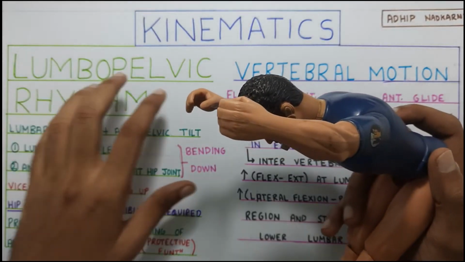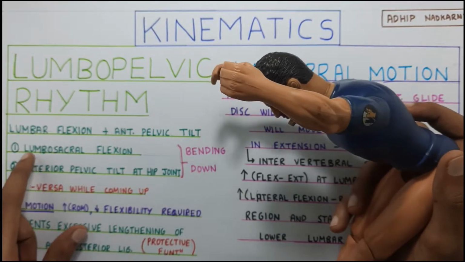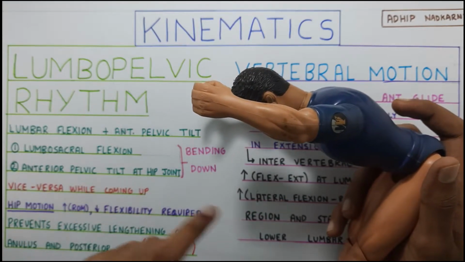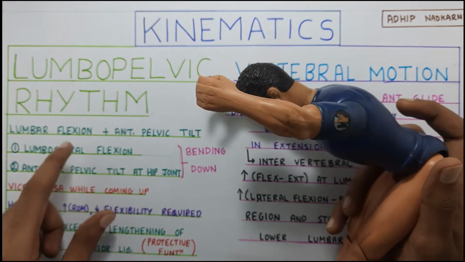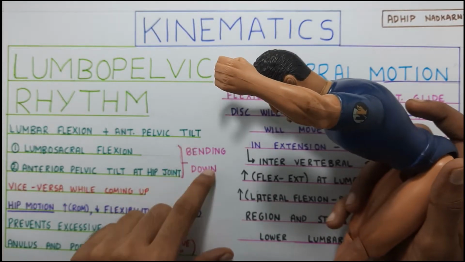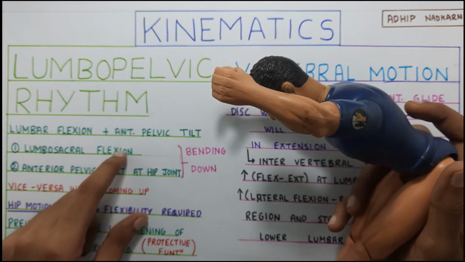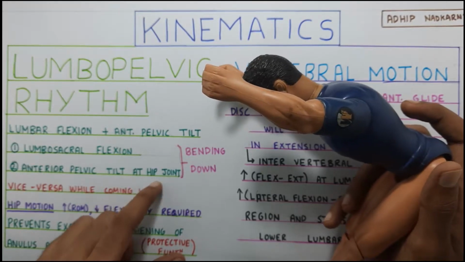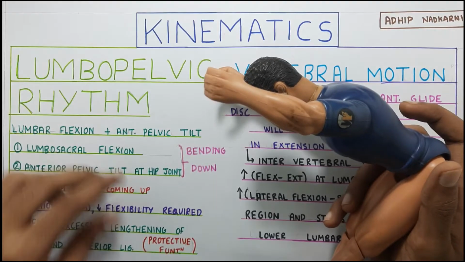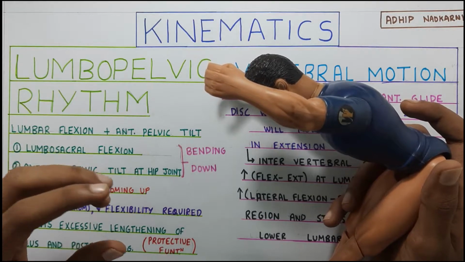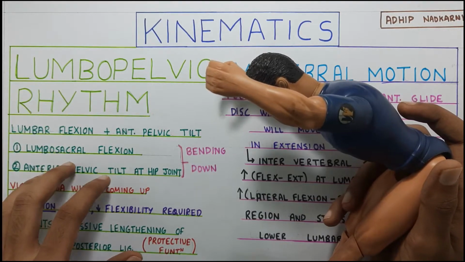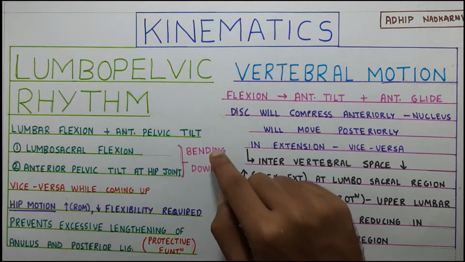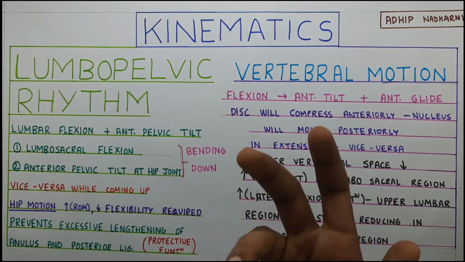So basically your lumbopelvic rhythm has two components. There is the lumbosacral flexion, which Joe lacks, and then the anterior pelvic tilt, which we can see. And this happens in order, okay? So when you're bending down, first lumbosacral flexion will occur, followed by the anterior pelvic tilt. Both these components will help you to increase the total range of motion that is seen in the lumbar region. And vice versa will happen when you are coming up from the bent down position.